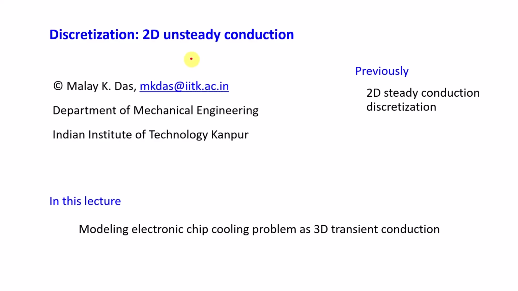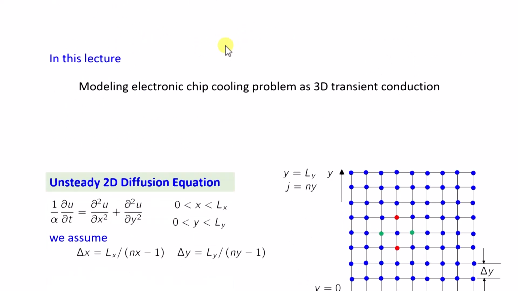So now we are going to discretize the unsteady heat conduction equation. We have already discretized the 2D steady conduction equation, and from there we will develop further, and we will focus on the 2D unsteady. Although the problem you will be solving is 3D unsteady, the discretization will follow a very similar procedure. So I will show you as a 2D unsteady problem.